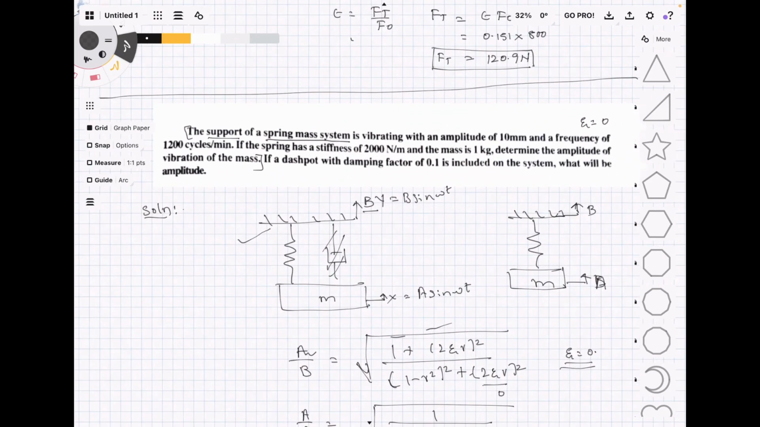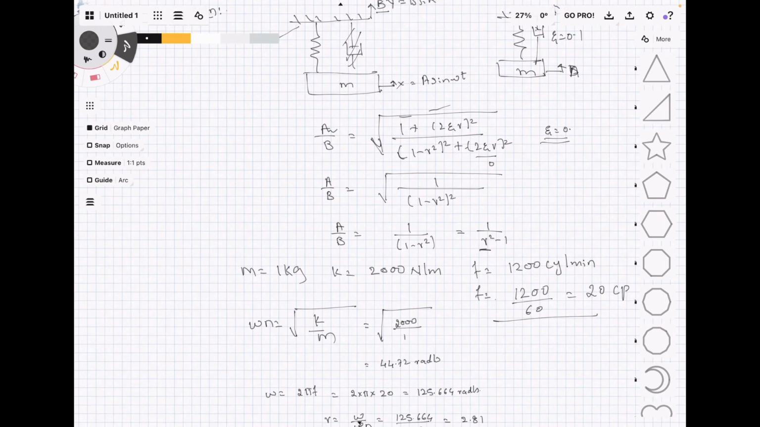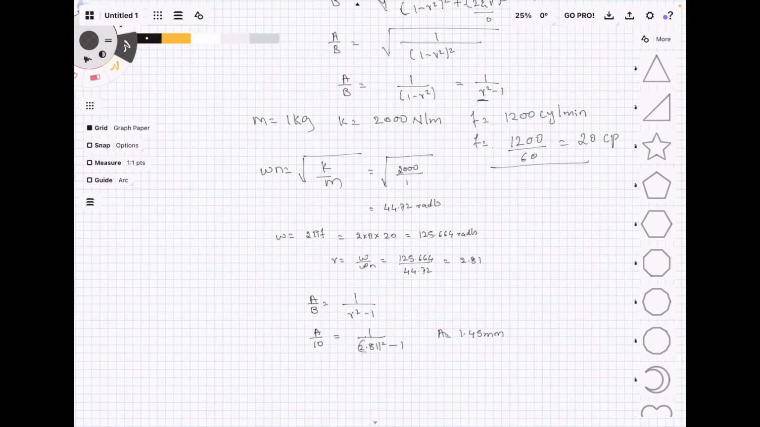If the dashpot with the damping factor, now initially it was like this. Okay, this is a general equation. Initially it was like this. Now they have introduced a dashpot here, which is having a damping factor of 0.1. So what will be the amplitude? The same formula, this is the formula we need to just use it here.